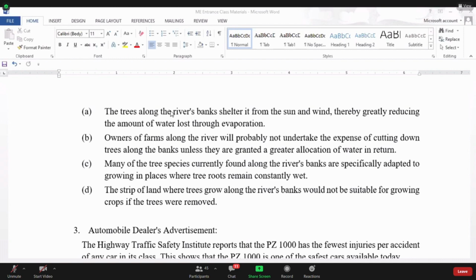Trees should not be removed for crop irrigation, because those trees give protection to the water from the sun and wind. So that's why the trees should not be removed for crop irrigation. Is it clear? Yes, sir.